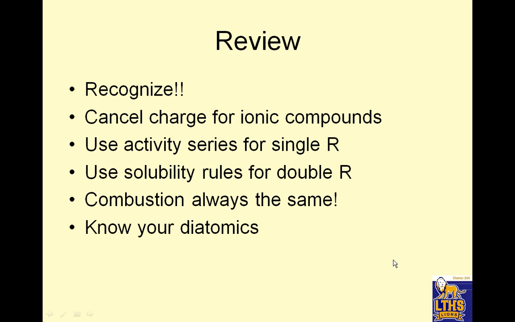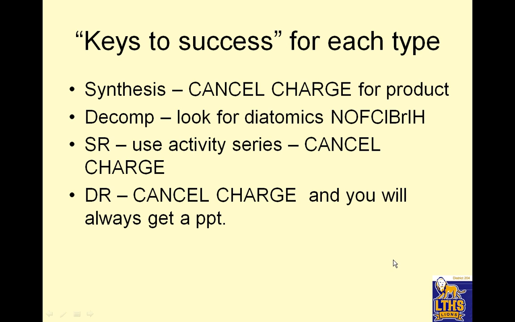So, to review, make sure you recognize the type of reaction. If you're writing a product that's ionic, cancel the charge. Okay. Use the activity series for single replacement. Use solubility rules for double replacement products. And combustion, carbon dioxide, water, and know your diatomics. So, we'll keep burning. Here's some more keys to success. In synthesis, cancel the charge for products. In decomp, look for diatomics. Single replacement, use your activity series. Cancel the charge. Double replacement, cancel charge, and get a precipitate. All right, by always, I mean always, unless you get water.